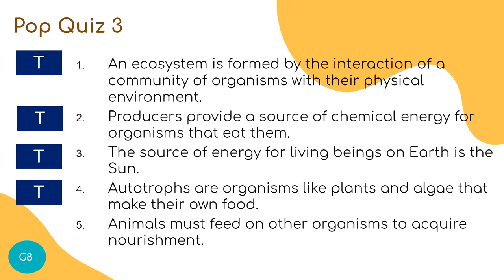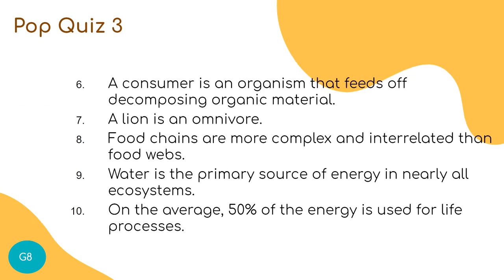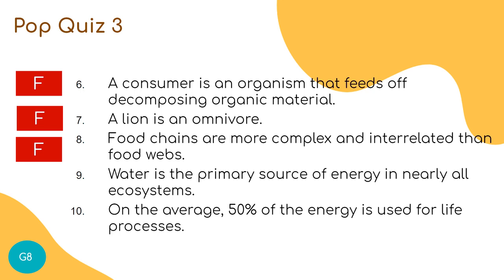That's also true. A consumer is an organism that feeds off decomposing organic material. That's false. We call it decomposers. A lion is an omnivore. False. A lion is a carnivore. Food chains are more complex and interrelated than food webs. It's false. It's the other way around. Food webs are more complex and interrelated than food chains.